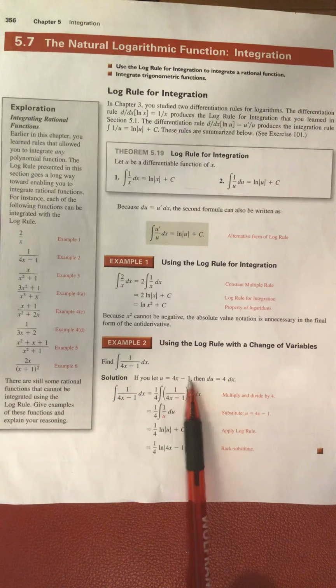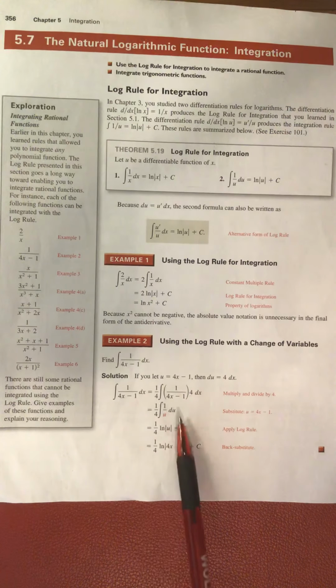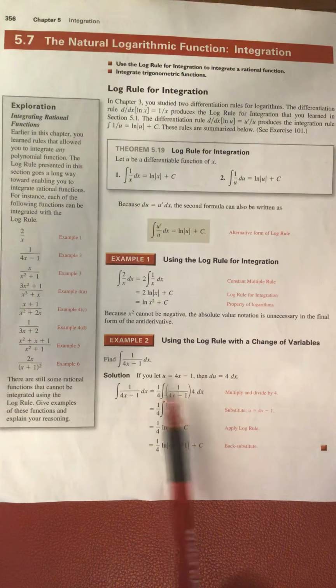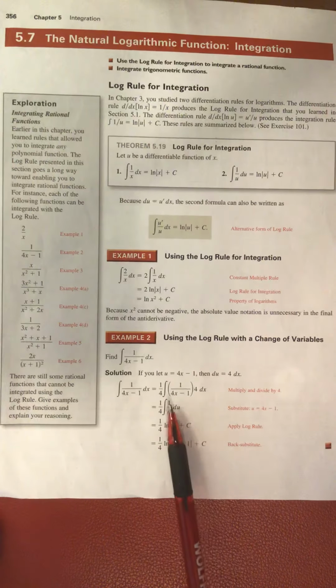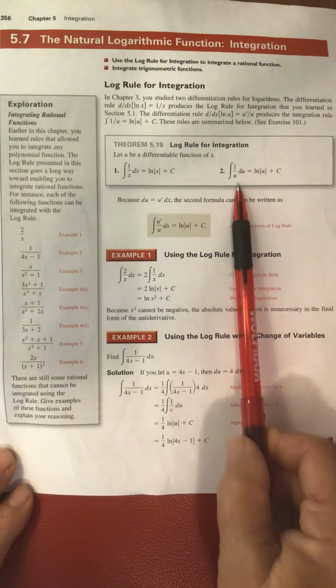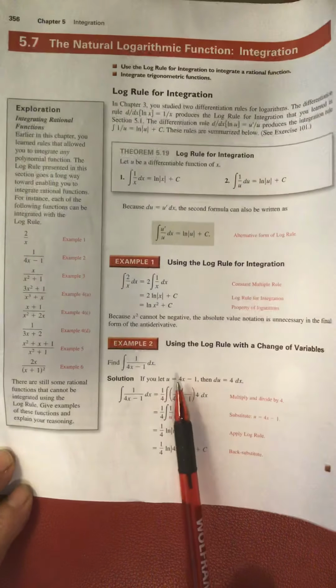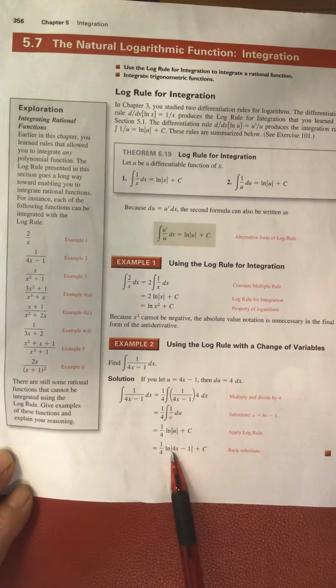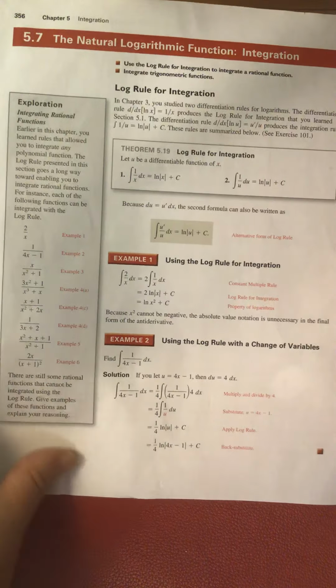So u is 4x minus 1. The derivative of that is 4 dx. So in place of 4x minus 1, we can put u. In place of dx, we can put du over 4, or 1/4 du. And now this matches exactly. And so we have 1/4 the natural log of the absolute value of u plus c. U was 4x minus 1, so this gives me 1/4 the natural log of 4x minus 1 plus c. And so we have a way of using natural log, or getting natural log.